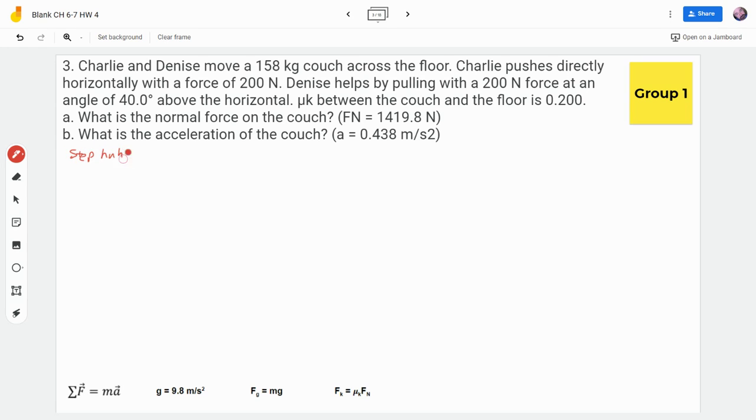Okay. Step, Part A, what are we looking for? What is the normal force on the couch? So F sub n is equal to question mark newtons. In part B, what is the acceleration of the couch? All right, we want acceleration. So A is equal to question mark, and its units will be meters per second squared.